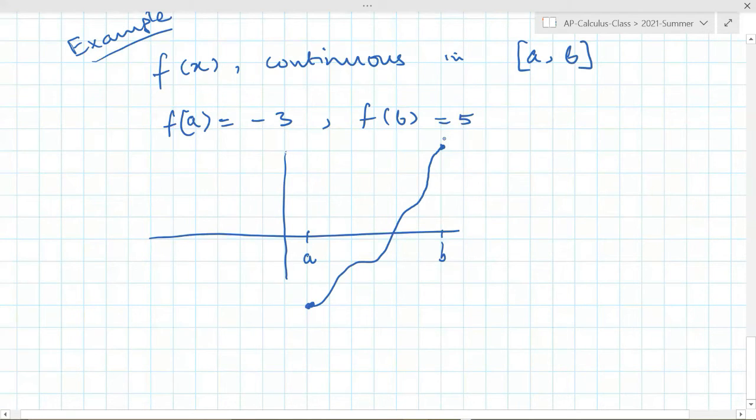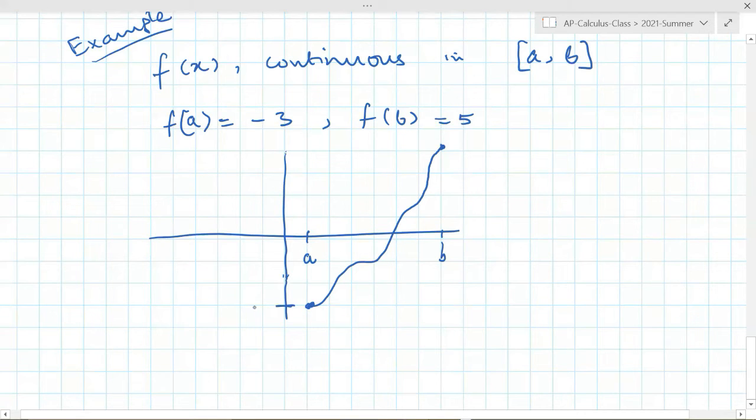Can you draw this continuous graph from -3 at A to 5 at B without crossing the x-axis? Not possible, right? Because it's continuous, you cannot have a break. And that's what the intermediate value theorem is telling us. How? This is how it's telling us.